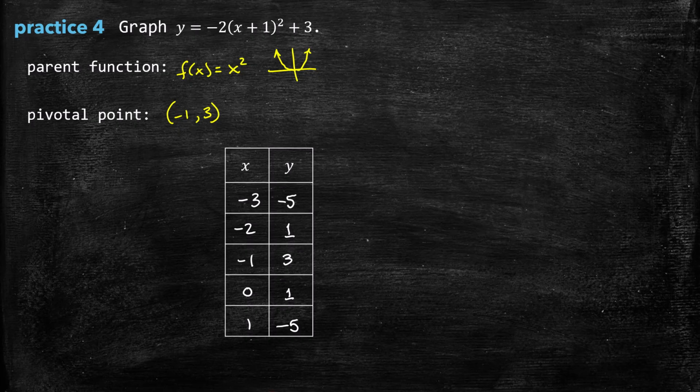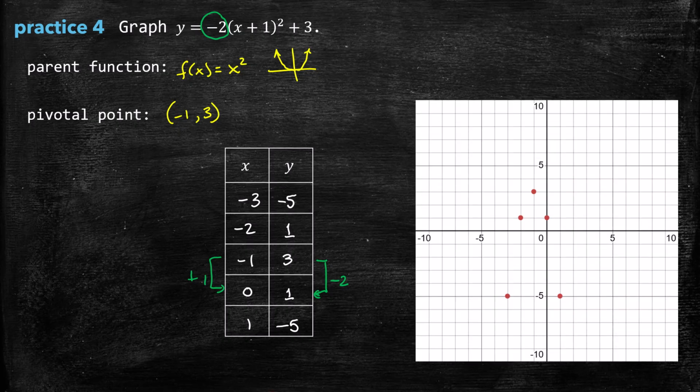The other thing we should notice is that if you increase x by 1 here, you again go down by 2, which is the value of a, as we've observed before. So let's graph the data points, and we have an upside down parabola. Once again, our pivotal point is at -1, 3. And here it's nice to see how it's symmetric about its axis of symmetry, which is why these y values had to match up.